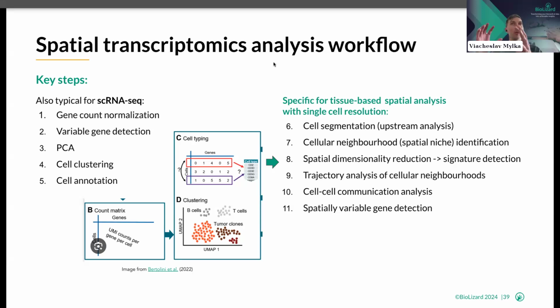Obviously, we can use the location of cells to identify cellular neighborhoods within tissues. I will be giving some examples of this. We can also perform dimensionality reduction, but this time taking into account the location of cells, so the spatial dimension. We can also apply some tools from the single-cell field to spatial. For example, trajectory analysis can be performed on those spatial niches or neighborhoods. And a big and important pillar of analysis is cell-cell communication. It's also something I will be showing you.